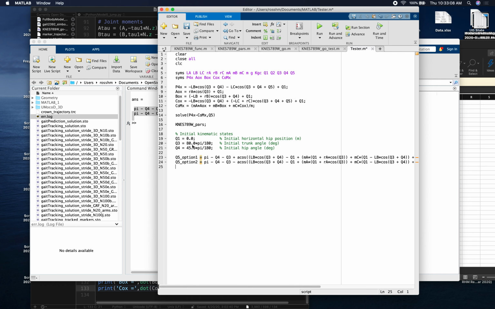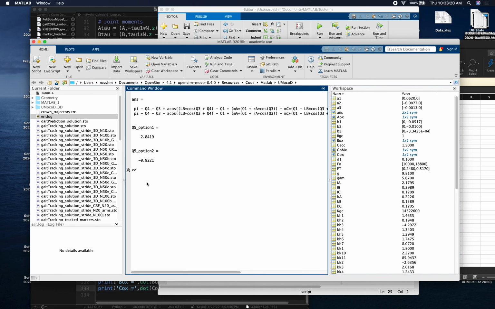Okay, and now if I run this, if I didn't make any mistakes, we should get two numerical values here for my two options for Q5. And let's see what we get. Okay. So for my initial Q5, that first expression, when I populate it with actual numbers for my parameters and my variables, gets me an answer of 2.8419, and my second one gets me negative 0.9221.